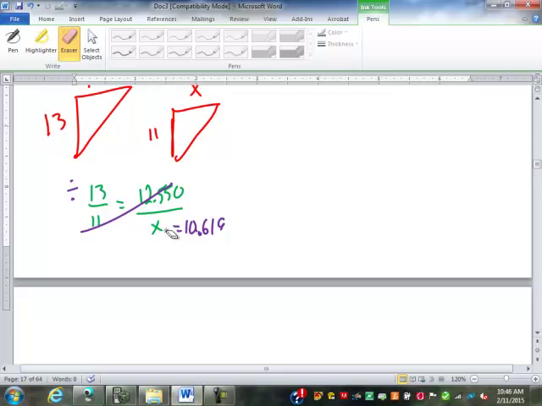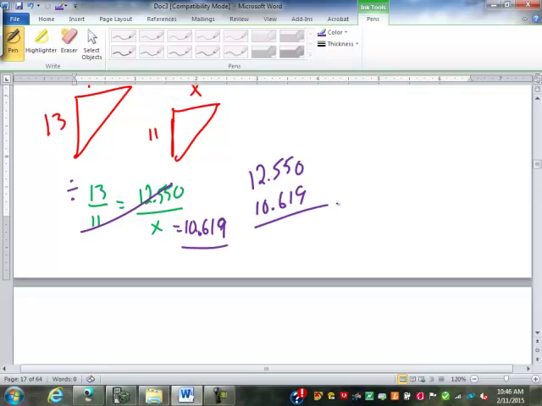So then we get the next one. You understand the ratios, the proportions here to get to the 10.619? To get the 11. Yep. So that means our decrease is 12.550 minus 10.619, which is 1.931.